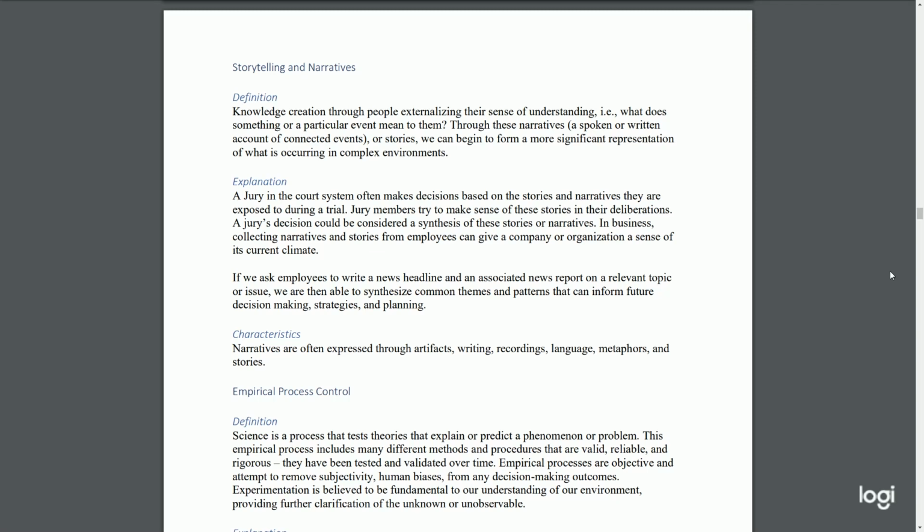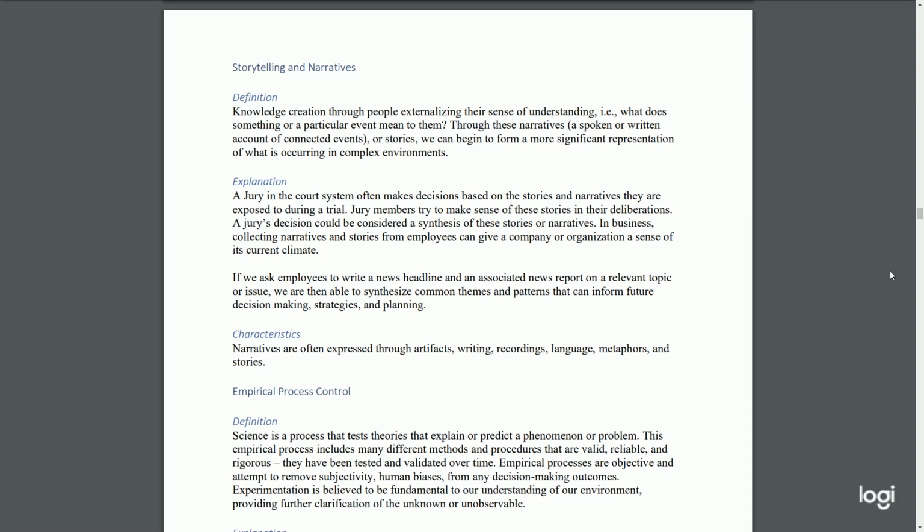Knowledge creation through people externalizing their sense of understanding, i.e., what does something or a particular event mean to them. Through these narratives, a spoken or written account of connected events, or stories, we can begin to form a more significant representation of what is occurring in complex environments.